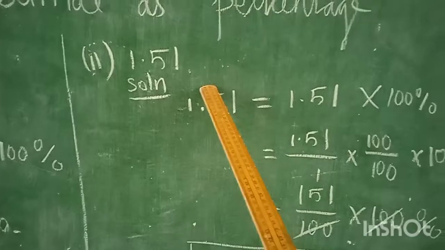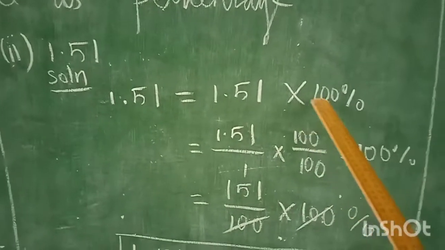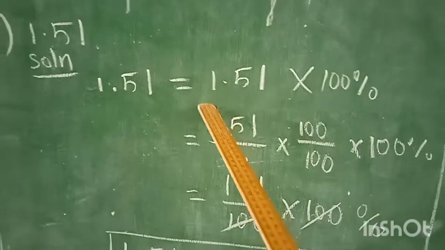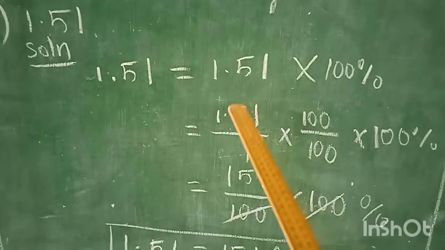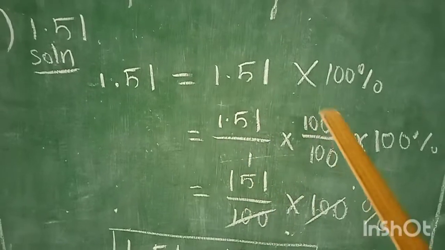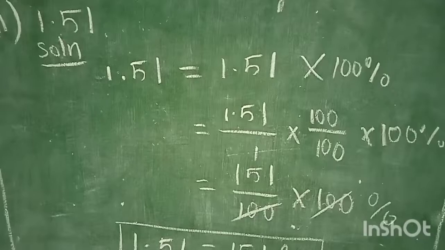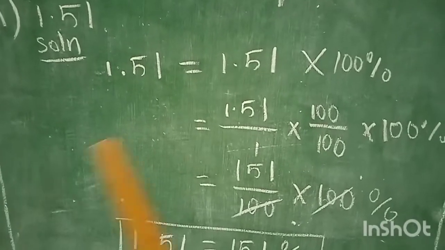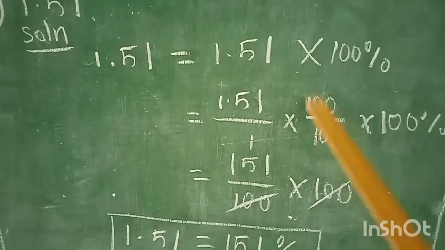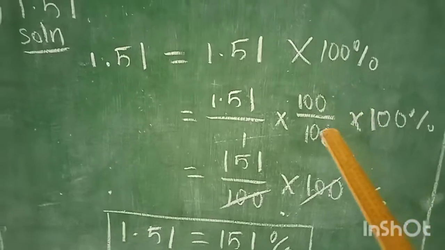1.51. Solution: directly multiply with 100%. Next we have to remove this decimal point. For that, here after 2 digits we have the decimal point. So you have to multiply with 100. In the previous sum we had 3 digits, so we multiplied with 1000. Here 2 digits, so you have to multiply both numerator and denominator with 100, that is 100 upon 100.